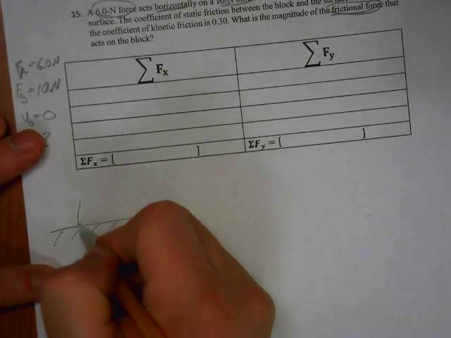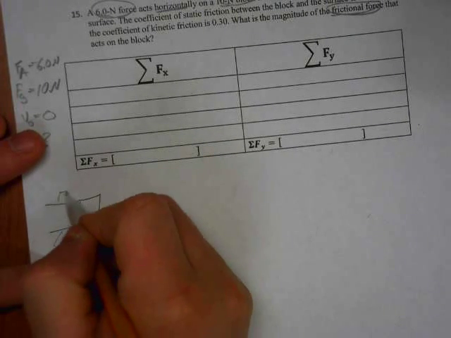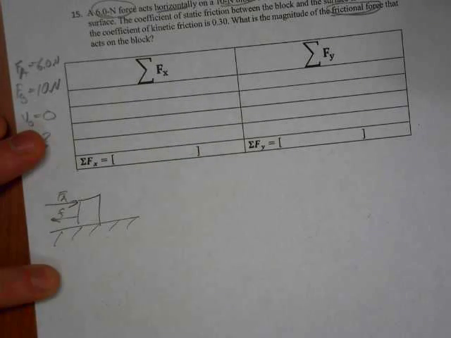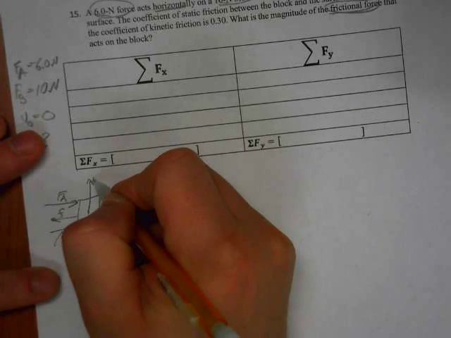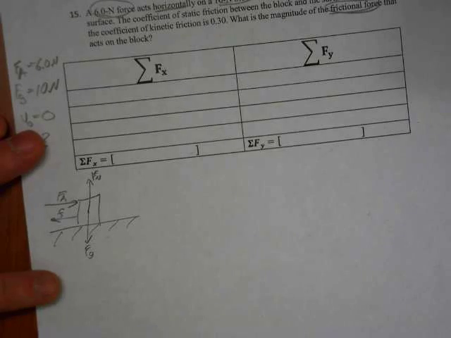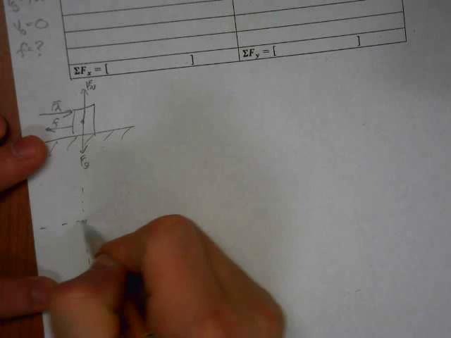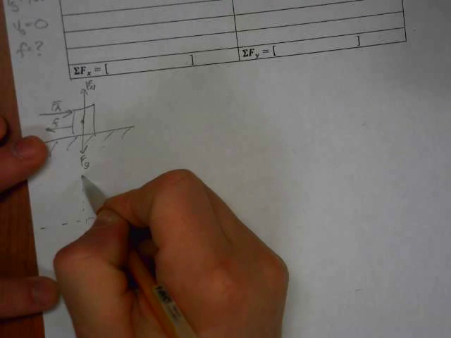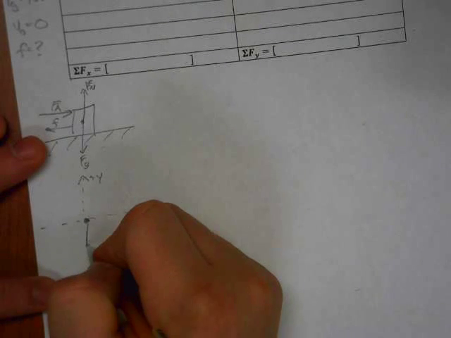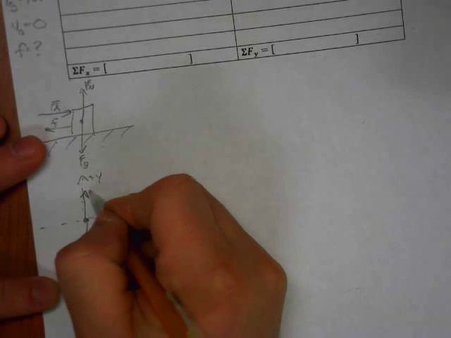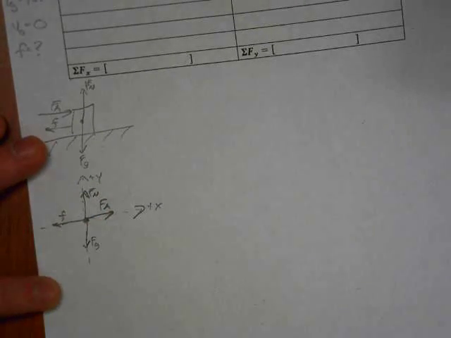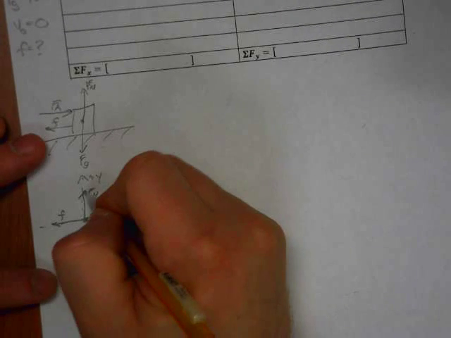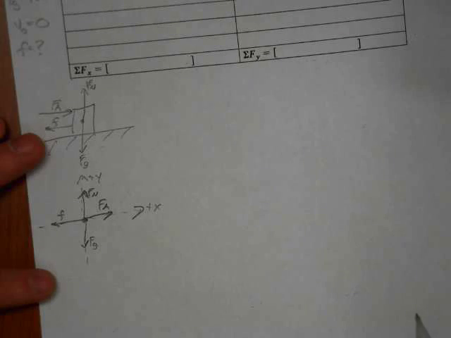Drawing the diagram, we have force applied. We have force of friction that always opposes motion. We have the force of gravity, and we have the normal force. If I draw a free body diagram: force of gravity, normal force, force applied, and the force of friction. Real simple diagram because all of our forces are already parallel or perpendicular to each other.